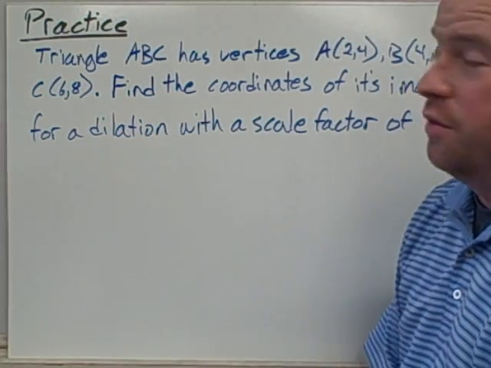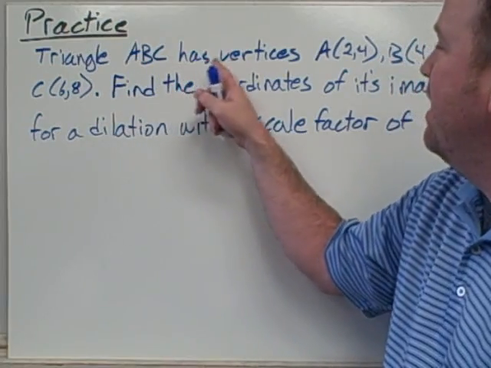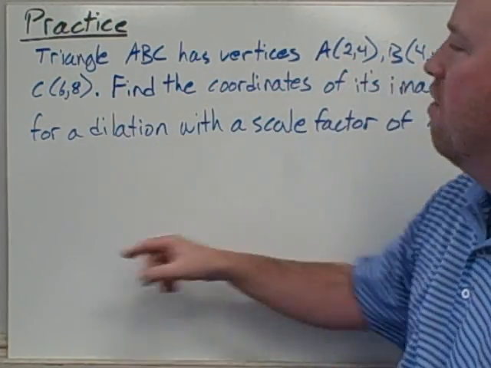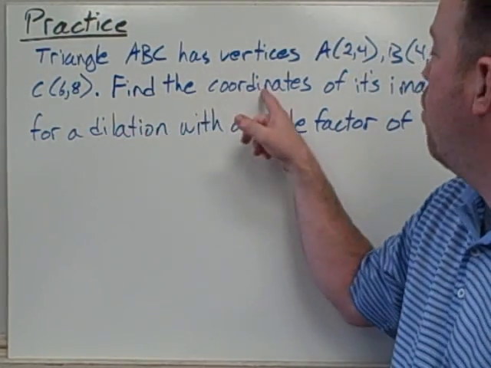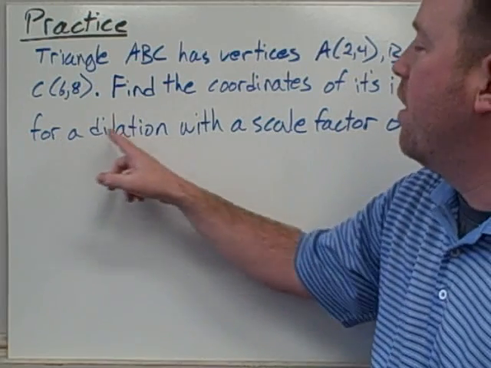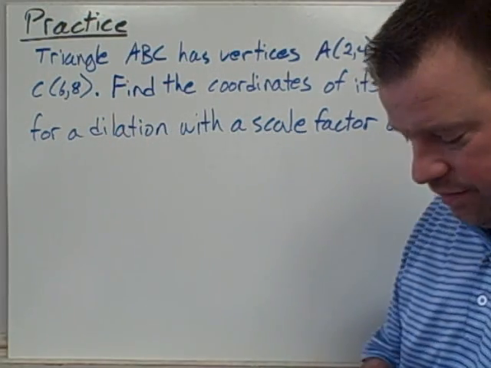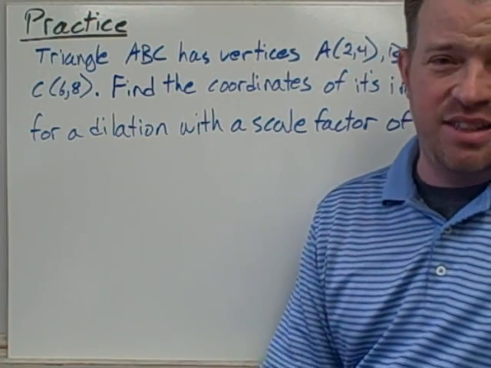By practicing a few. This says that triangle ABC has vertices A at 2, 4, B at 4, 12, and C at 6, 8. And it wants you to find the coordinates of its image for a dilation with a scale factor of half. All right. So we simply take the x and y's.